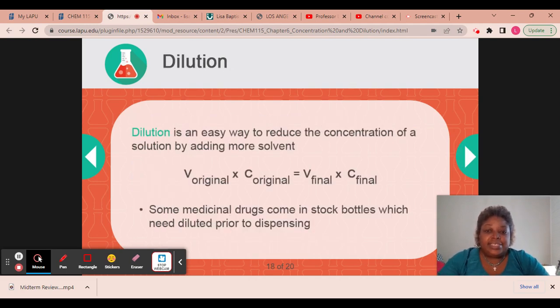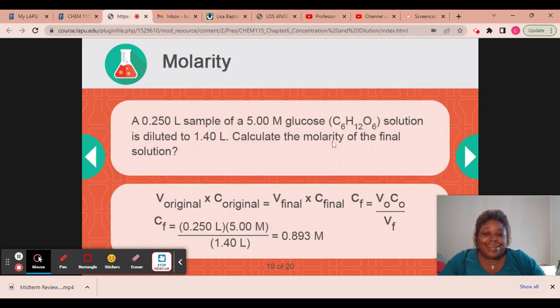Dilution is the next thing I want to talk about, which is V original times C original is equal to V final times C final, where the V's, whether original or final, represent volume, and the C's represent the concentration, which is the molarity. So let's look at an example of this. So we have a 0.250 liter sample of a 5.00 molar glucose solution. It's diluted to 1.40 liters. Calculate the molarity of the final solution.